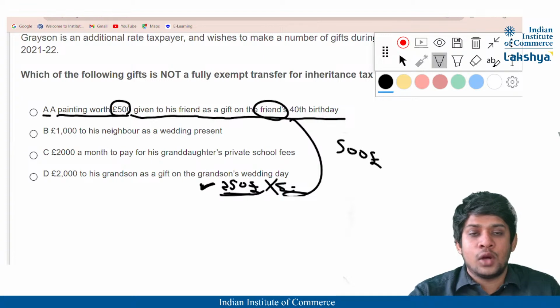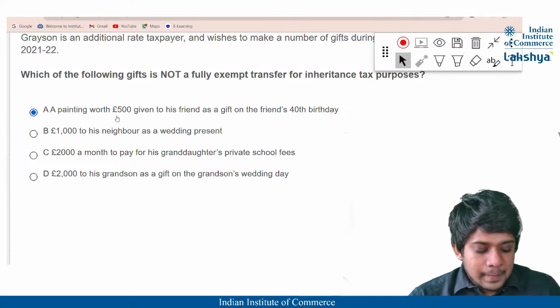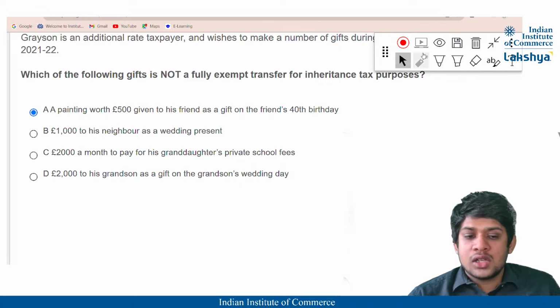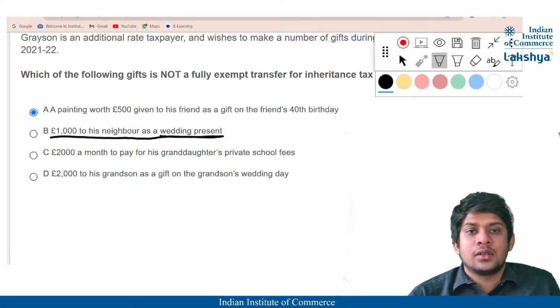So the 250 pounds small exemption is exceeded anyway, so it will not apply, and this whole thing will be taxable. So yes, this is a taxable amount, correct? So I'll click on option A here. Then, guys, 1,000 pounds to his neighbor as a wedding present.